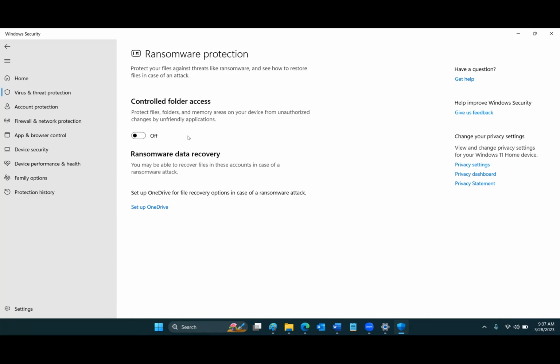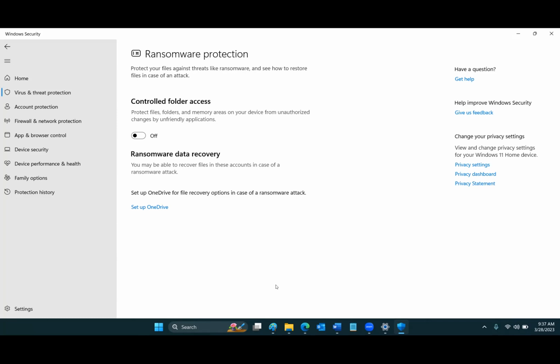Now, I don't know that a whole lot of people are aware that it's there in the first place, and even fewer use it. I will say this. It says set up OneDrive for file recovery options in case of a ransomware attack. Now, there are two scenarios where one would use OneDrive, and I'm going to talk about this in the next group or level. So we're going to do a deeper dive here.